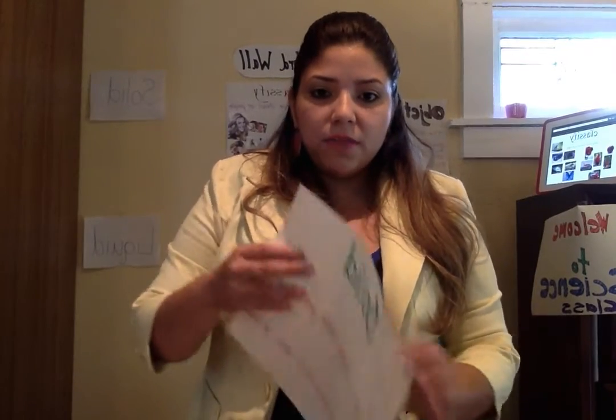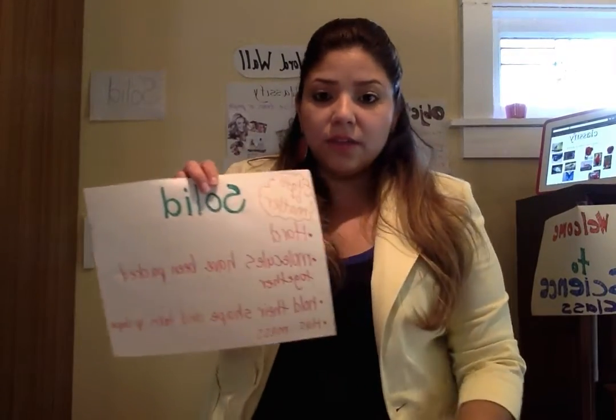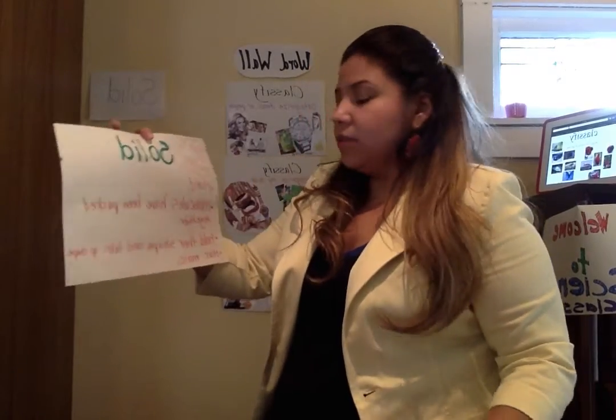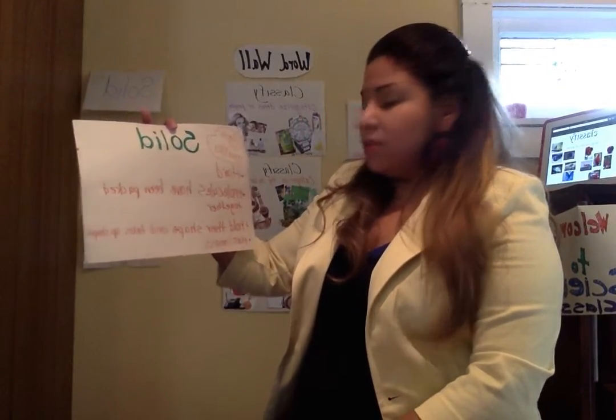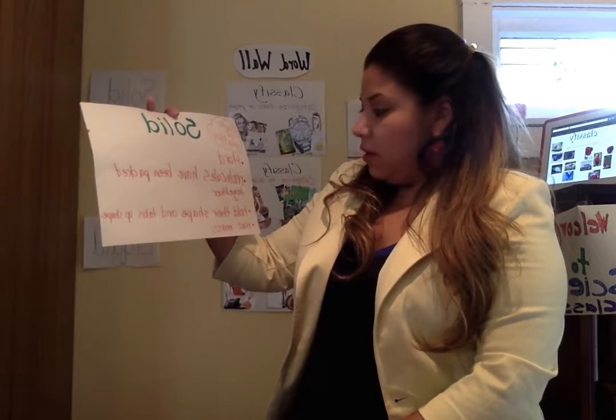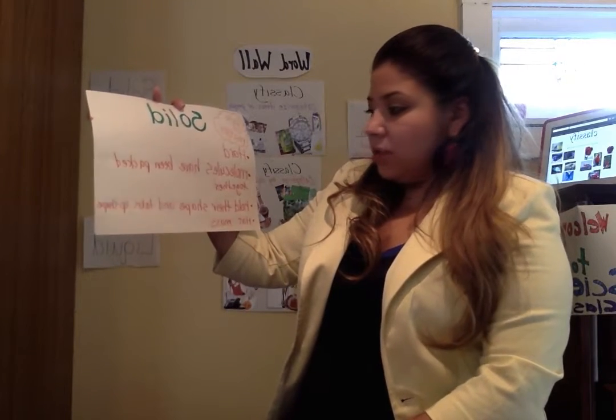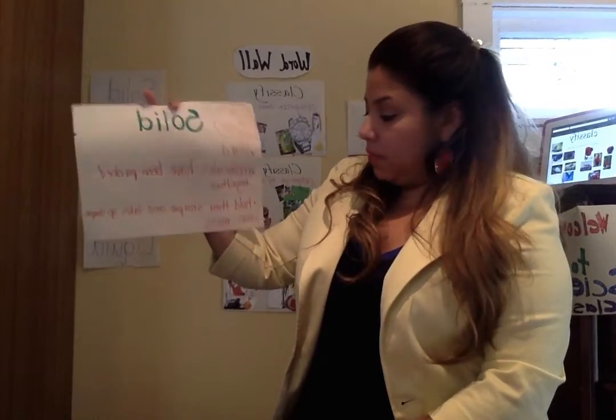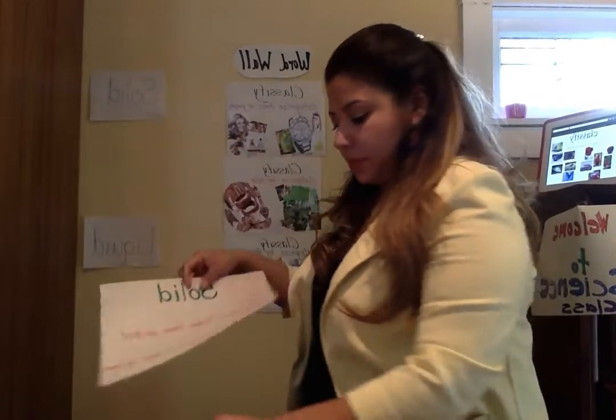What are states of matter? We have three states of matter: solid, liquid, and gas. The first state of matter is solid. What is solid? Solid is an item that is hard. The molecules have been packed together. Therefore, it holds its shape and it takes up space. And it also has mass.